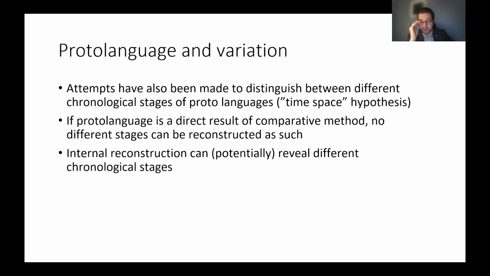To continue with issues, there have been attempts to distinguish between different chronological stages of proto-languages. So there's this time-space hypothesis. The Europeanist Wolfgang Meid has written a lot about this; you'll see the references in the bibliography slide. But this actually poses a problem for the comparative method. How can we really reconstruct these different stages if we have this one result of the comparative method, which is the proto-language before it diverges? We can't really reconstruct different stages here.